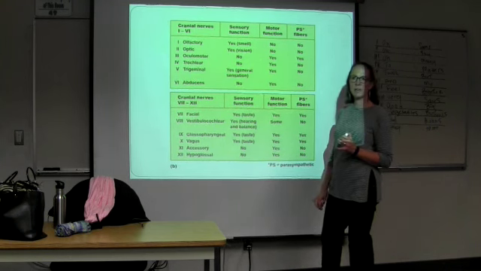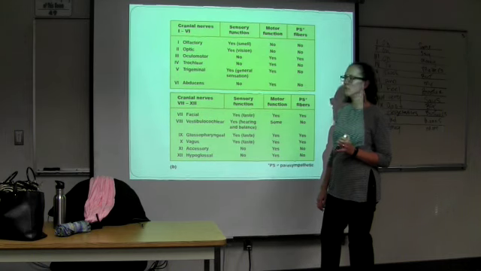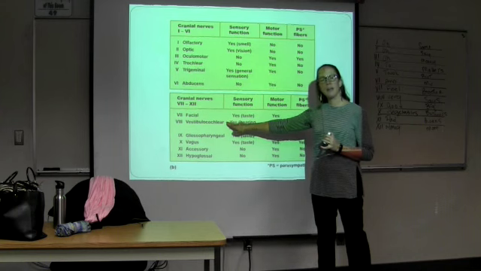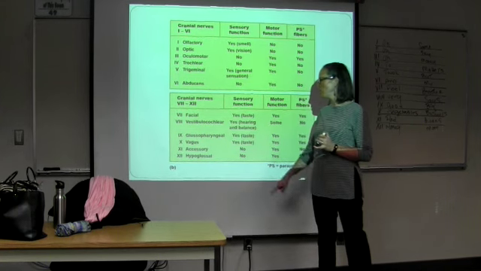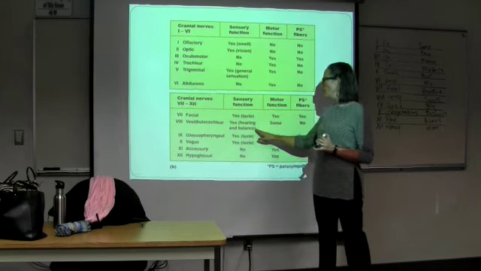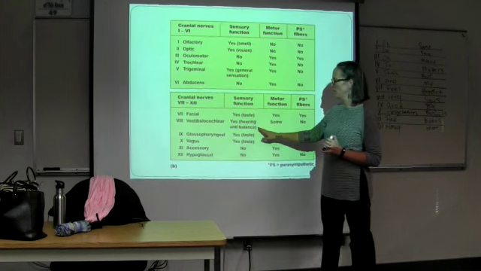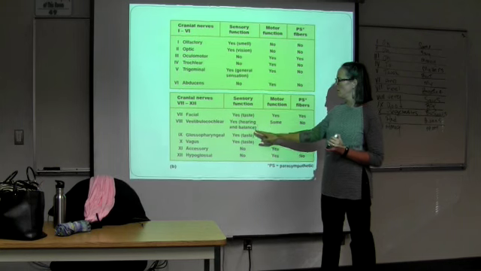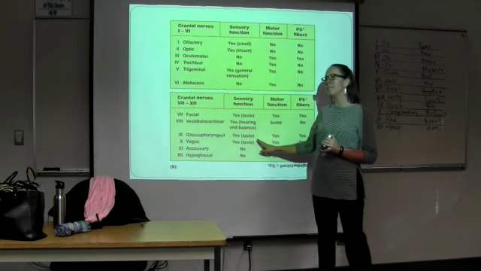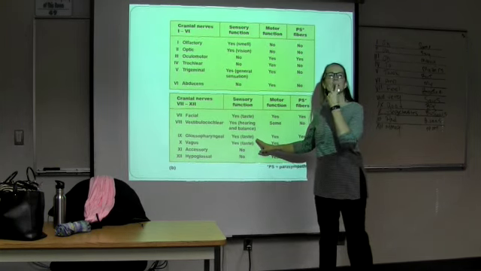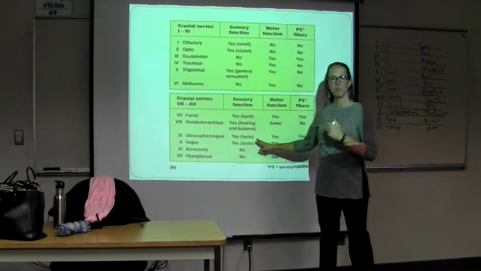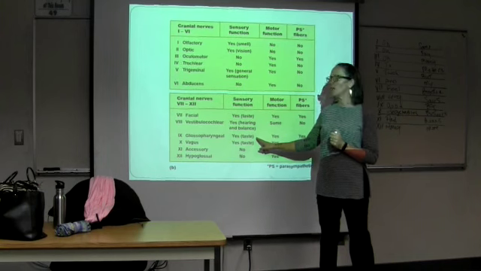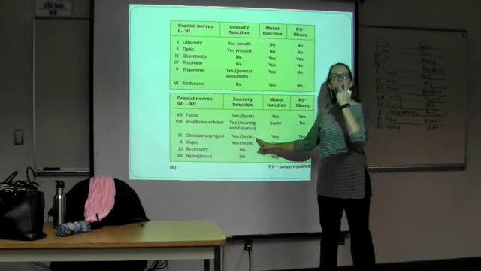Does anybody need me to repeat any of those? Vestibulocochlear deals with hearing and balance. Oh, and it's right here. Okay. Glossopharyngeal is taste, but it also raises the soft palate. When people say ah, okay, vagus and glossopharyngeal help to raise the soft palate.